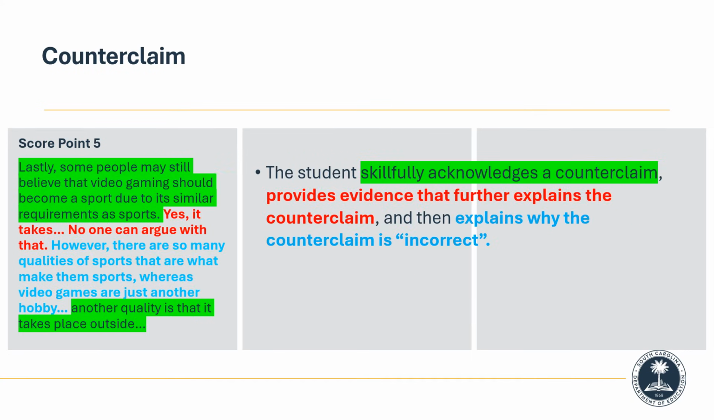In the score point 5 paper, the student acknowledges a counterclaim, provides evidence that further explains it, and explains why the counterclaim is incorrect.